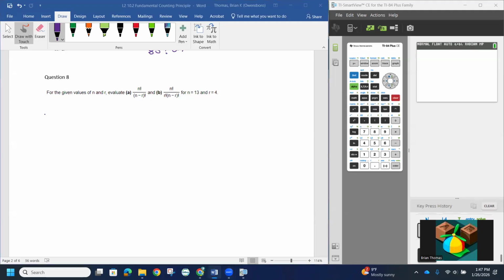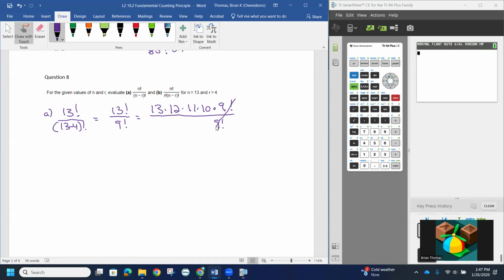So this would become, on part A, 13 factorial over n minus r, which would be 13 minus 4 in parentheses factorial. If I simplify this, notice how the denominator can be simplified a little bit. It's going to really be 13 factorial over 13 minus 4, which would be 9 factorial. One way of doing it is just rewriting it as 13 times 12 times 11 times 10 times 9 factorial over this 9 factorial.